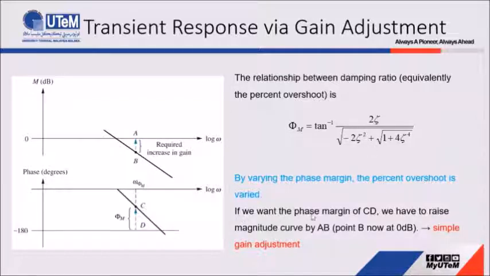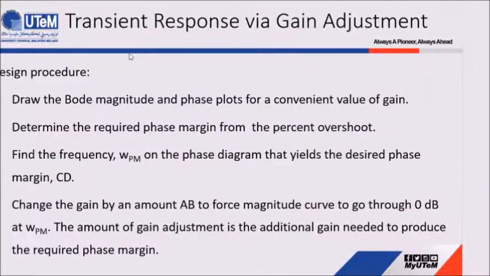If we want the phase margin of CD, we have to raise the magnitude curve of AB. Point B is now at 0 dB, so we have to move this from this location to this location. This is what we can do to improve the system by gain adjustment. When we change this gain, this value also changes.